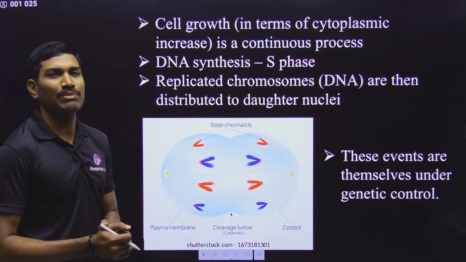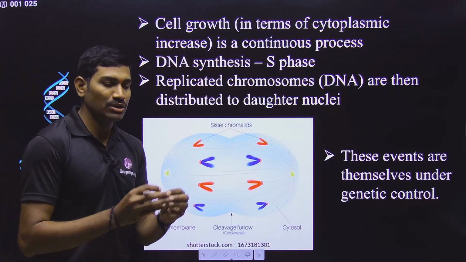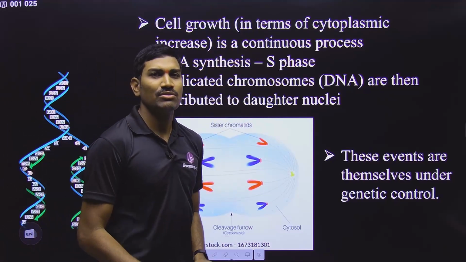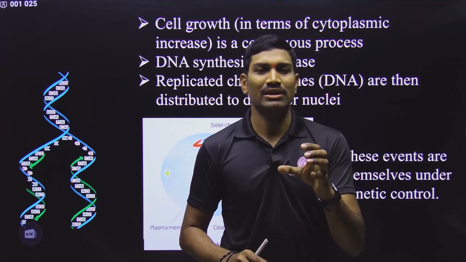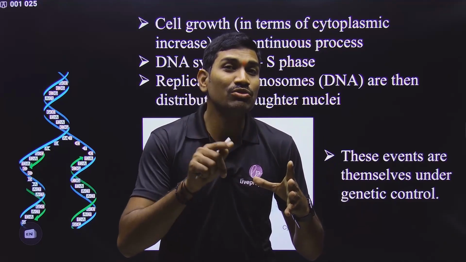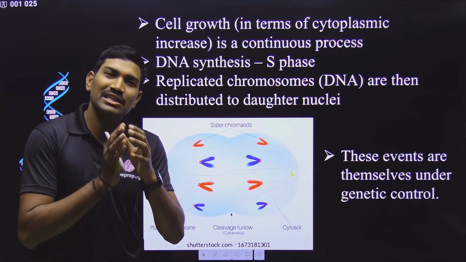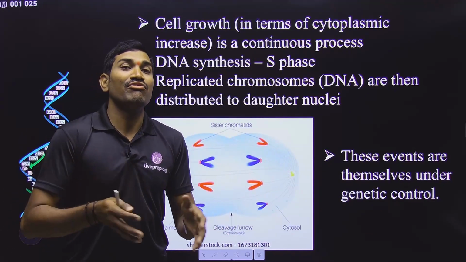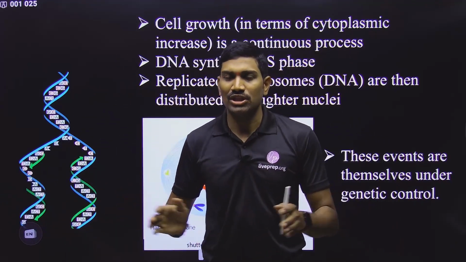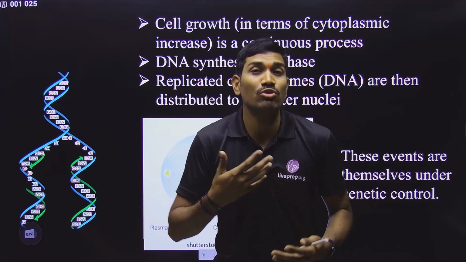Next one. What exactly happens in cell division in general? Cell growth, with respect to the cytoplasmic increase in size, takes place, and this is a continuous process. What is the meaning of this? In G1 the cell is growing, in S the cell is growing, in G2 the cell is also growing. Remember this sentence. When we study the G2 phase, I will add one more point. Cell growth in terms of cytoplasmic increase is a continuous process, but in which phase does maximum growth occur? The question is very clear. Growth is a continuous process and the cell grows in all the phases, but out of these phases, in which phase exactly is maximum growth taking place?